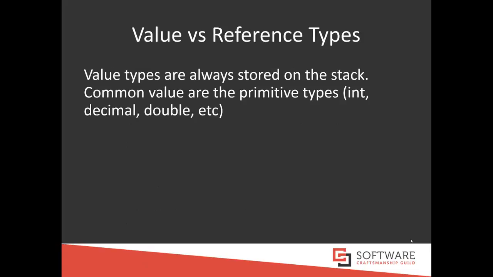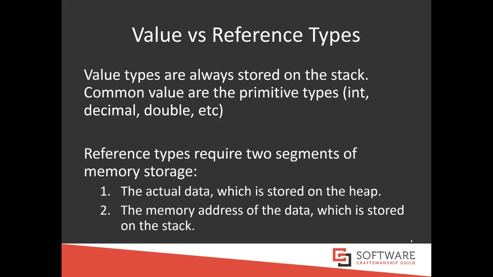Value versus reference type determines where something is going to be stored, on the stack or the heap. A value type is stored on the stack. Common value types are like the primitive types, integers, decimals, doubles, etc. Reference types require two segments of memory storage. The actual data of a reference type is stored on the heap. However, on the stack is stored the memory address of the data. So the stack has a memory pointer to the location on the heap where the real data is.